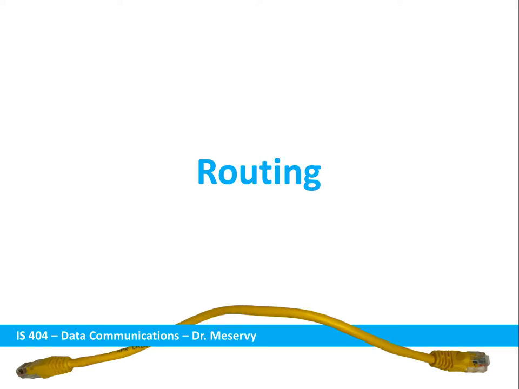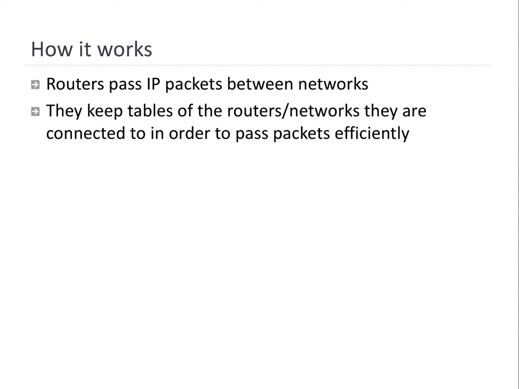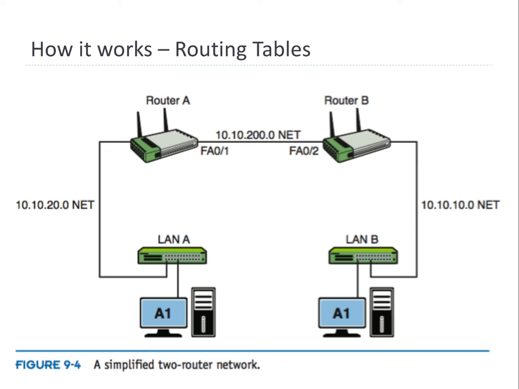All right, talking about routers. Routers are about passing IP packets back and forth between networks, and in order to have that happen effectively, routers actually keep a table of information related to where they should send their IP packets. So they'll often be connected to one or two other devices, and they need to know which route they should send it through in order for the packet to ultimately get to its destination.